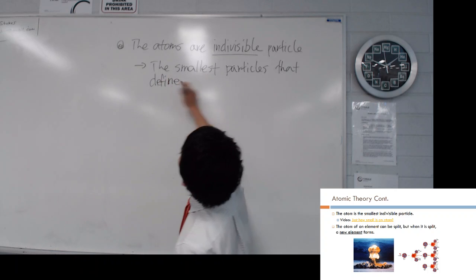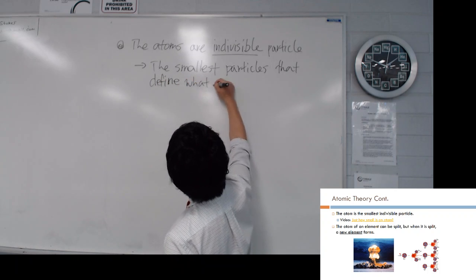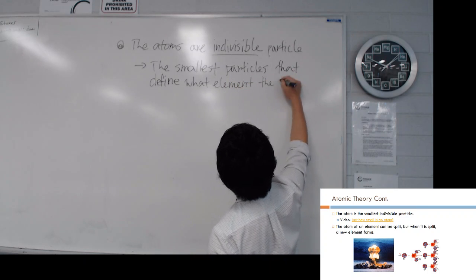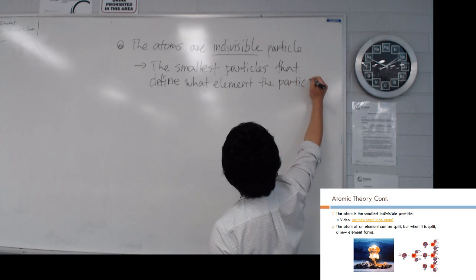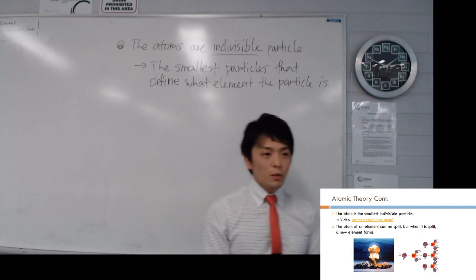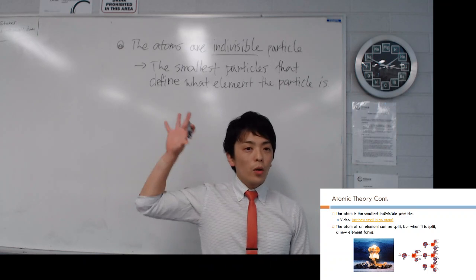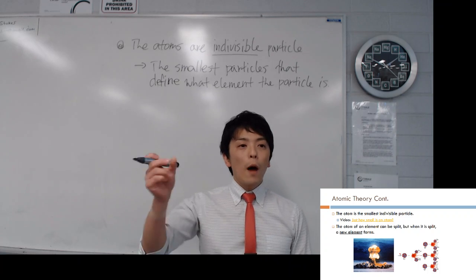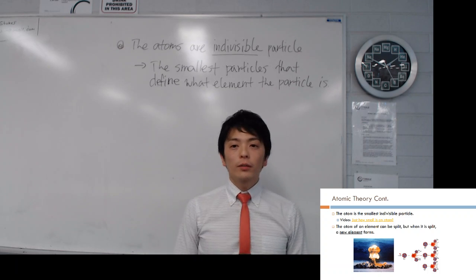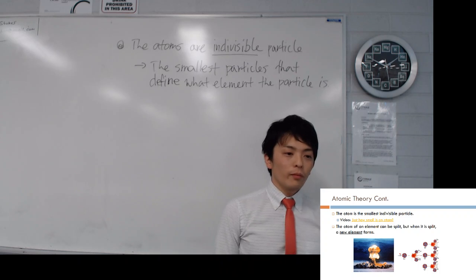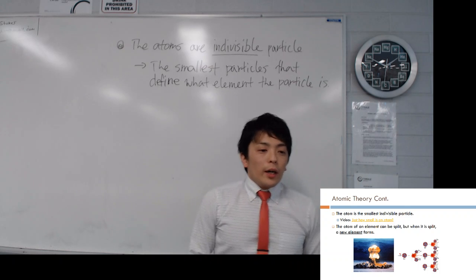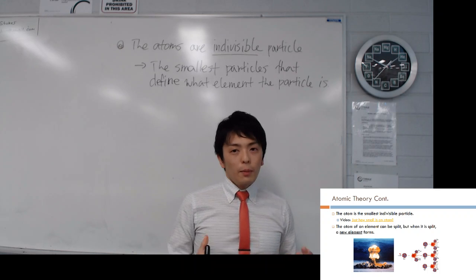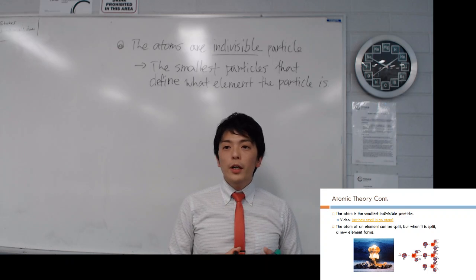Define the particle. Does that make sense? So it's the smallest thing. And all the elements you can find on the periodic table, you are talking about one type of atom in each box, okay? All right. And also the atom of an element can be split, but when you split, what's going to happen? You're actually talking about some other element.